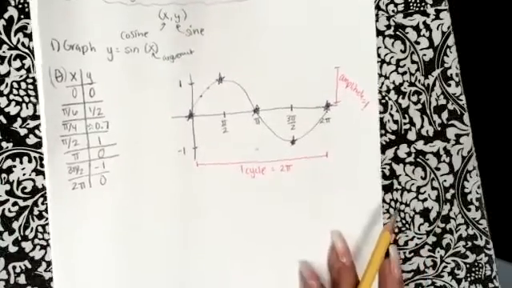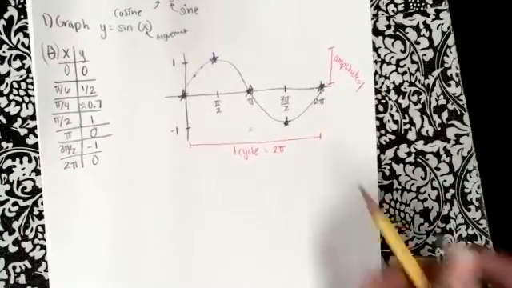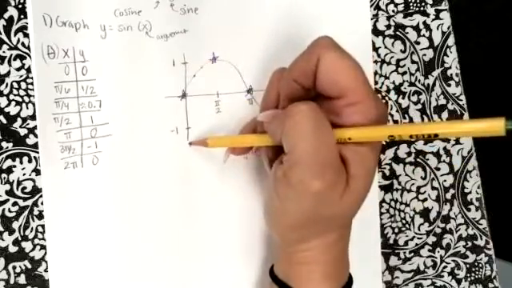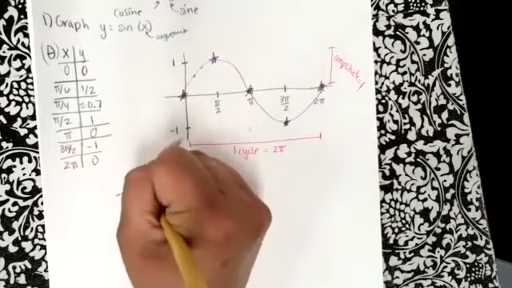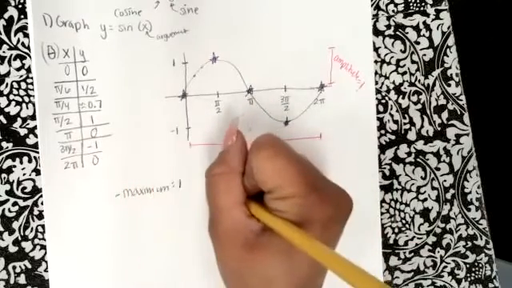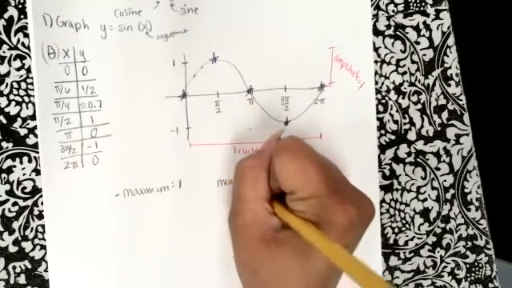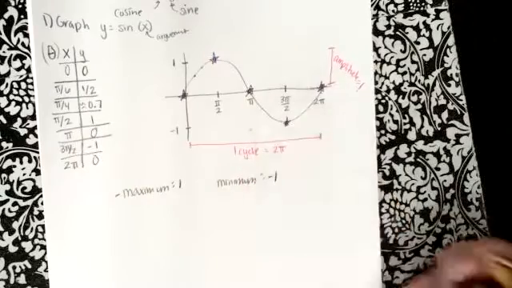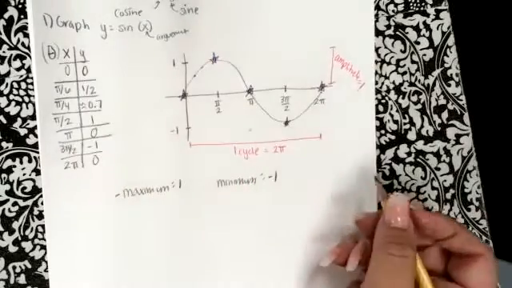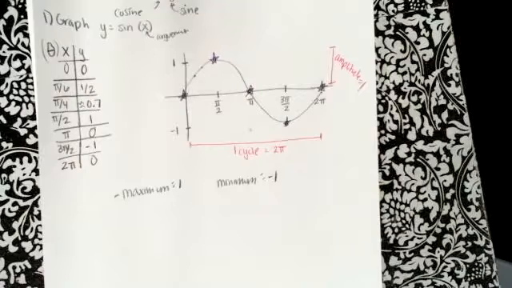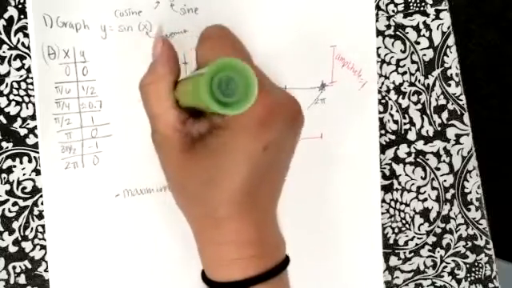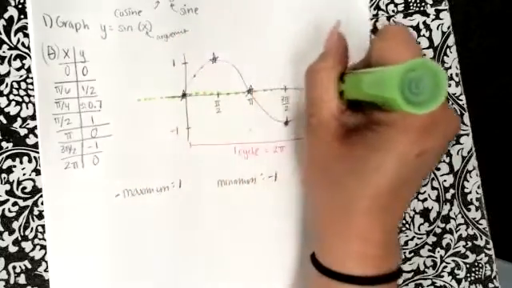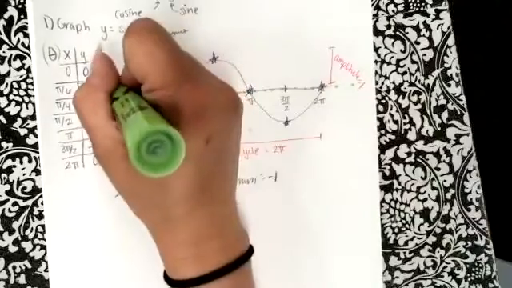Now, let's write some important facts here. Right here, my maximum is going to be 1. My minimum is going to be -1. Now the midline, this is called the midline. The midline is basically what is separating it right here, cutting it in half. That is known as your midline.